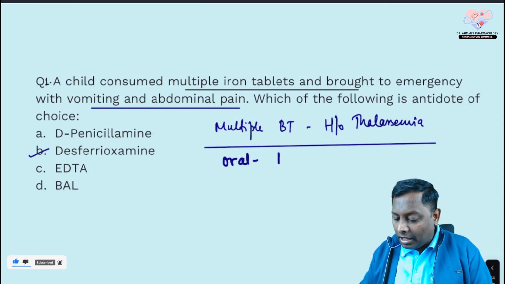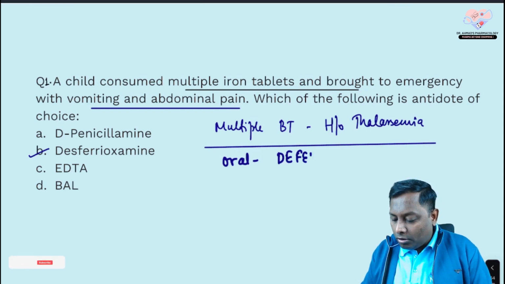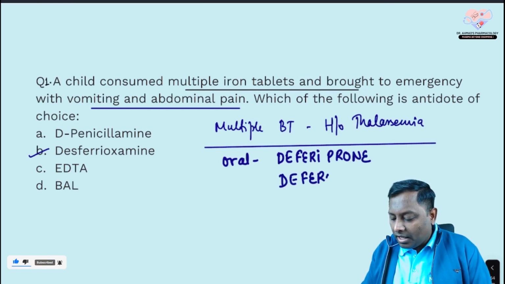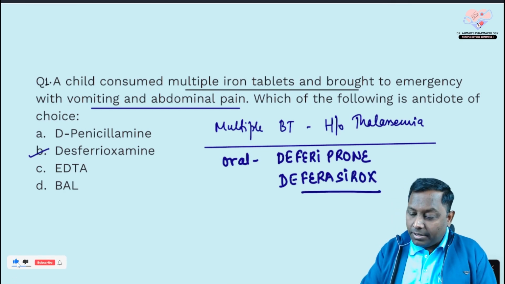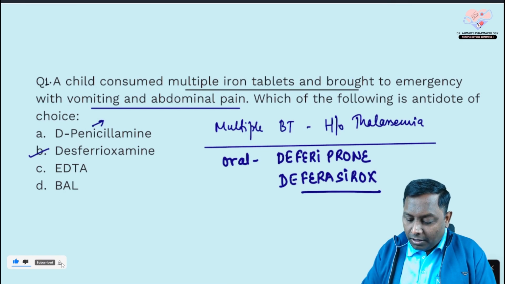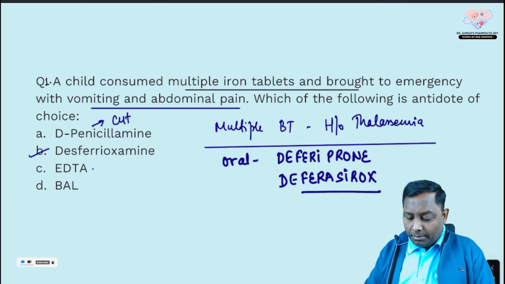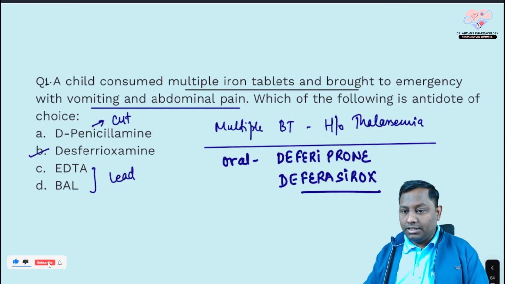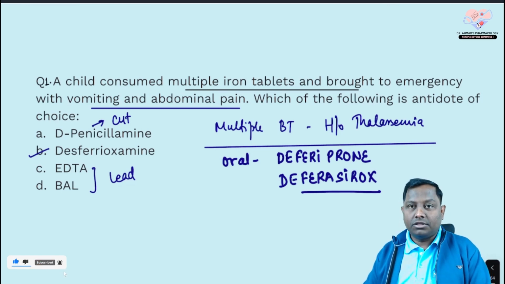The oral chelators that we have are deferiprone and deferasirox. This is the oral iron chelator. D-penicillamine is mainly for copper. EDTA, BAL can be utilized for lead. Do remember this one: for iron poisoning in an emergency condition, the chelator is deferoxamine, right?